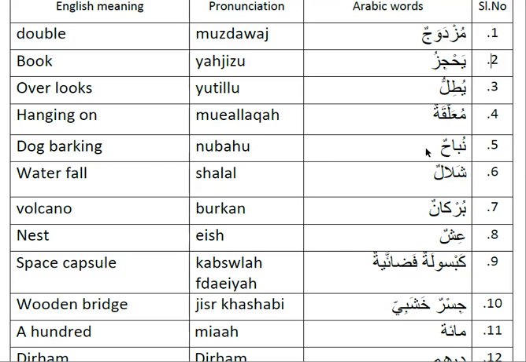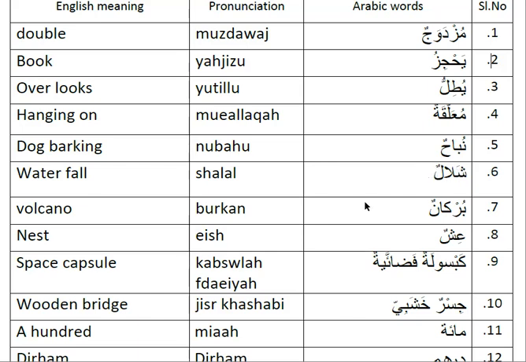And next, there will be a hotel which looks like a barking dog. So it will be in the shape of a barking dog. It will be mentioned as nubahun kalb. Kalb is not there, it's just barking dog that is called nubahun.